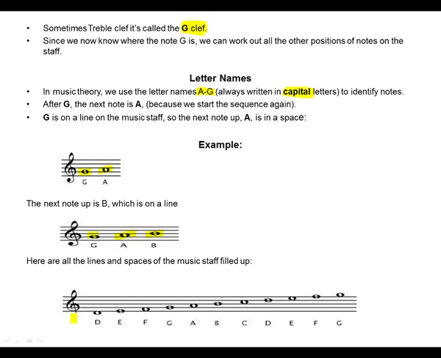Treble clef: D space, E line, F space, G line, A space, B line, C on a space, D line, E on a space, F on a line, G space.